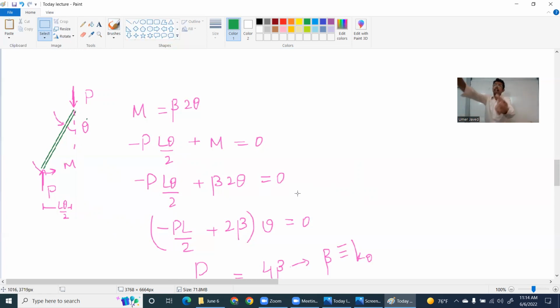Now what I am doing is I take that little object, cut it. So I have a load P that is acting. There is a theta angle. When I cut it, I have a moment and a P that is acting like this. I do the summation of moments. So it is equal to beta multiplied by 2 theta. And I know that M is nothing more than P L theta by 2. So finally, I equate them and I get a very simple result.